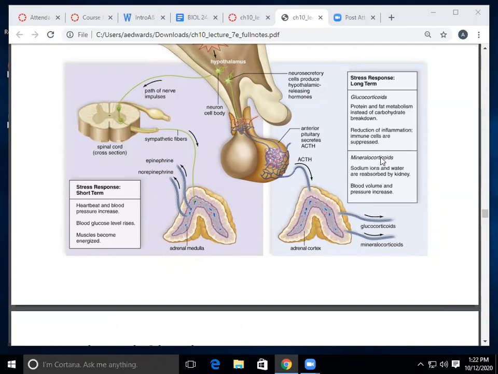You also release mineralocorticoids. This allows sodium ions and water to get reabsorbed by your kidneys. Blood volume and blood pressure are going to increase. So your blood pressure goes down with the short-term response to stress, and goes back up with the long-term response.